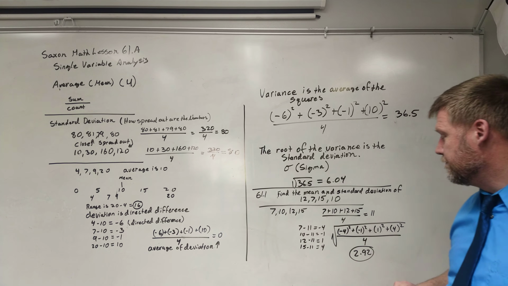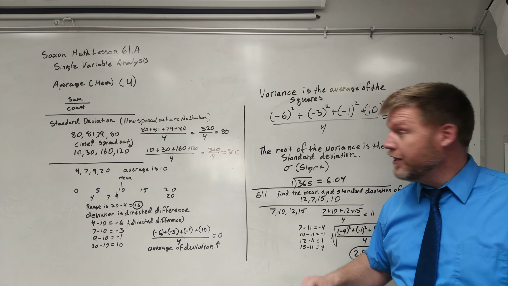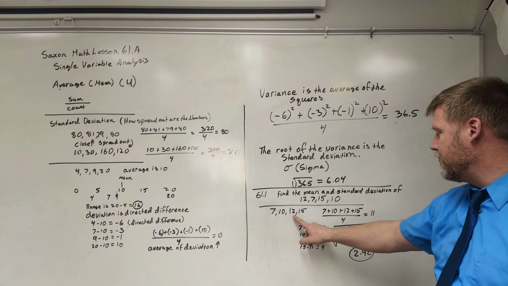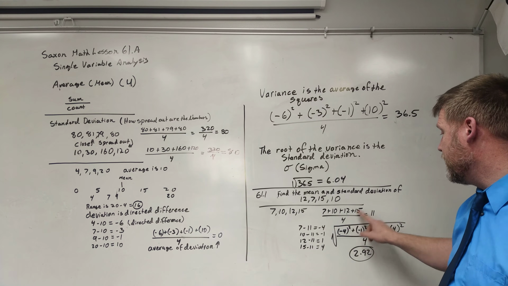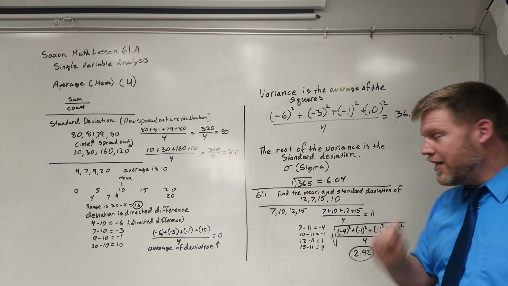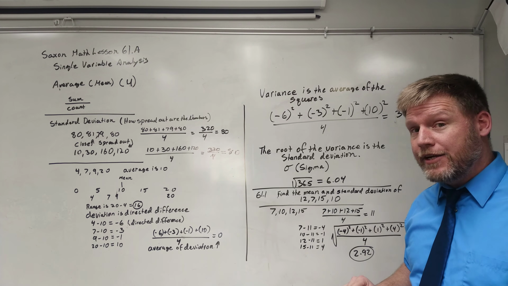7, 10, 12, 15. Well, if I wanted to find the average of these, I would say, well, average, once again, is what? Sum divided by count. So I say sum, 7 plus 10 plus 12 plus 15, divided by 4, and that gives me 44. Divided by 4 is 11. 11 is my mean.